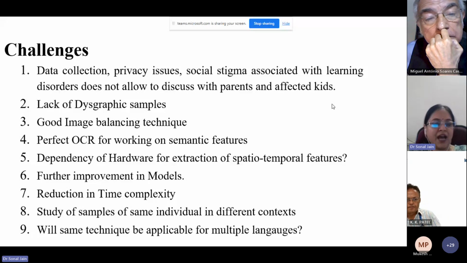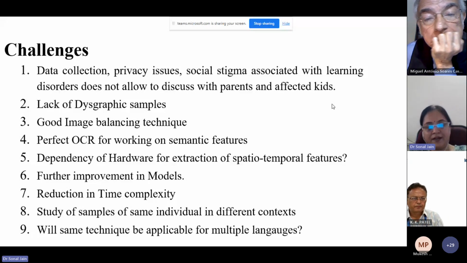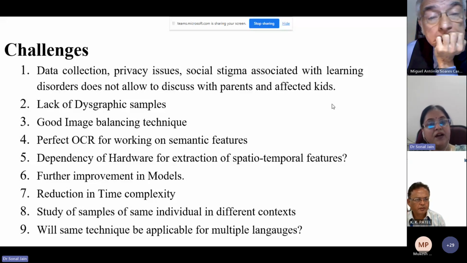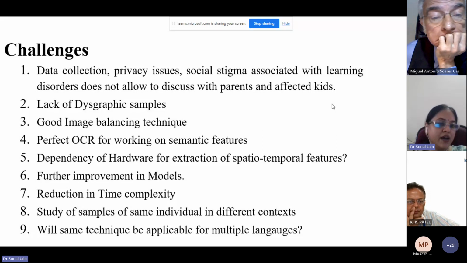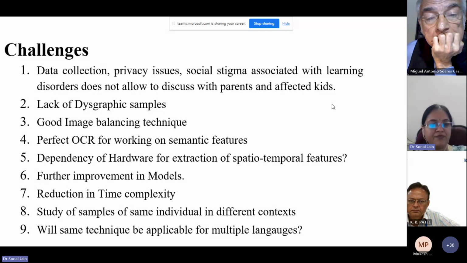So at the end, we lack dysgraphic samples. Image balancing techniques, we did explore multiple ones, but still we are looking for a good image balancing technique. For numeric data, the SMOTE technique is working quite well, but for image balancing techniques, we are still struggling.